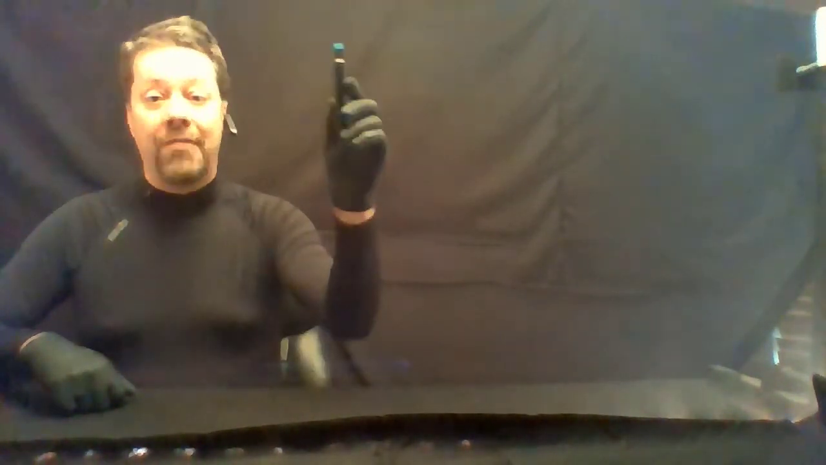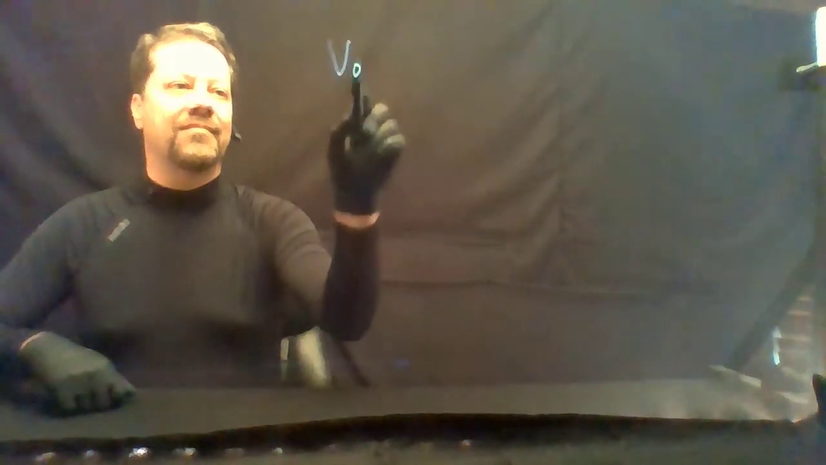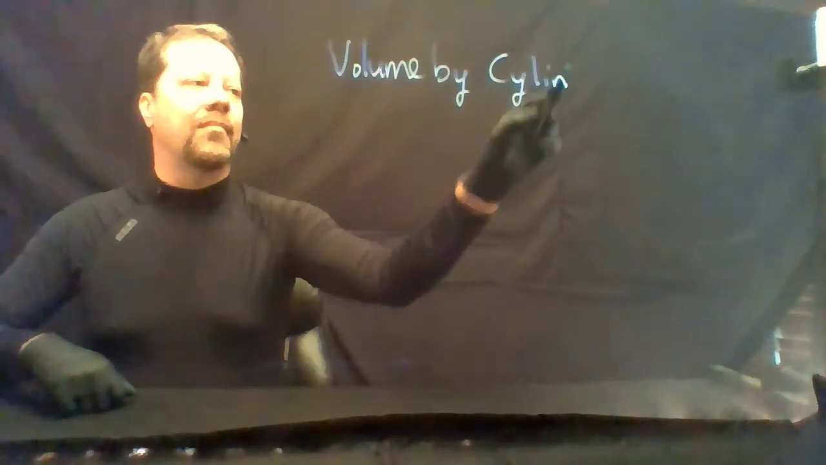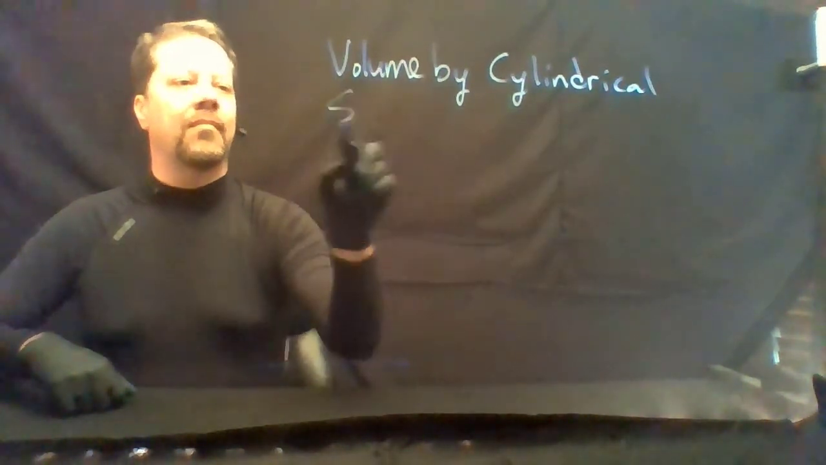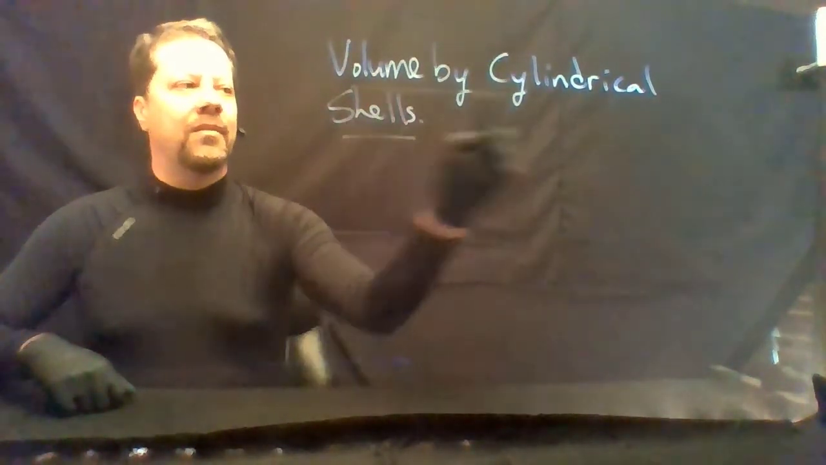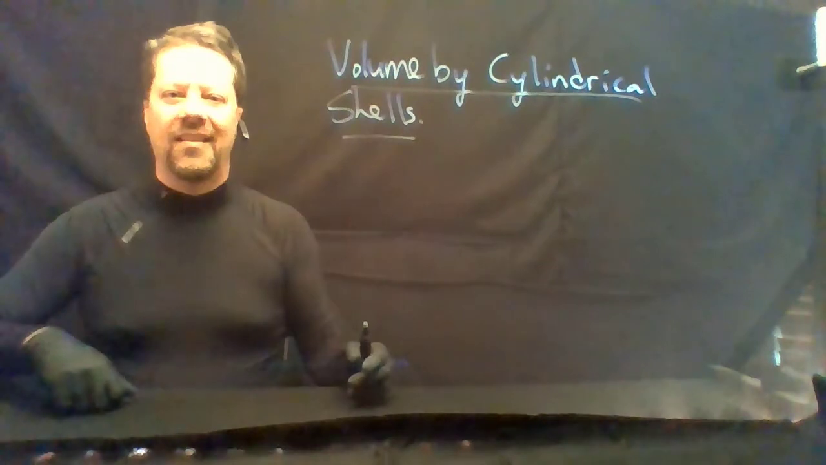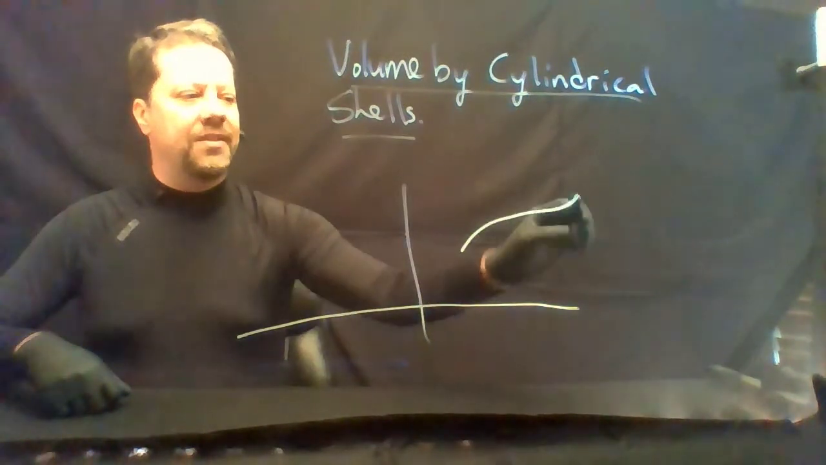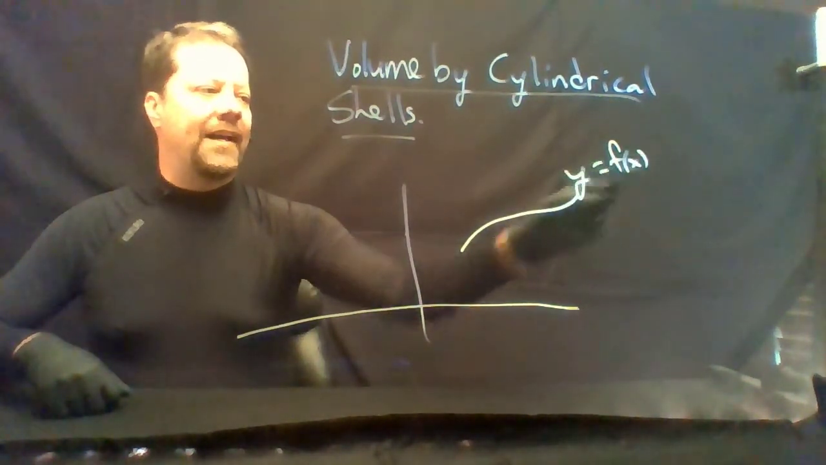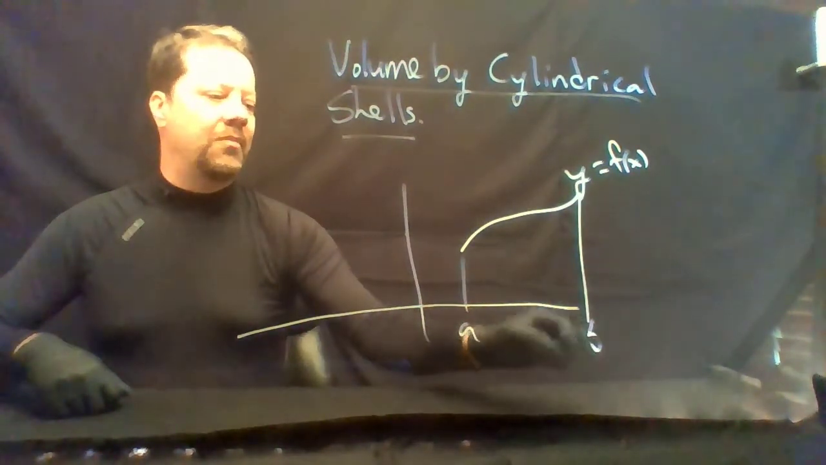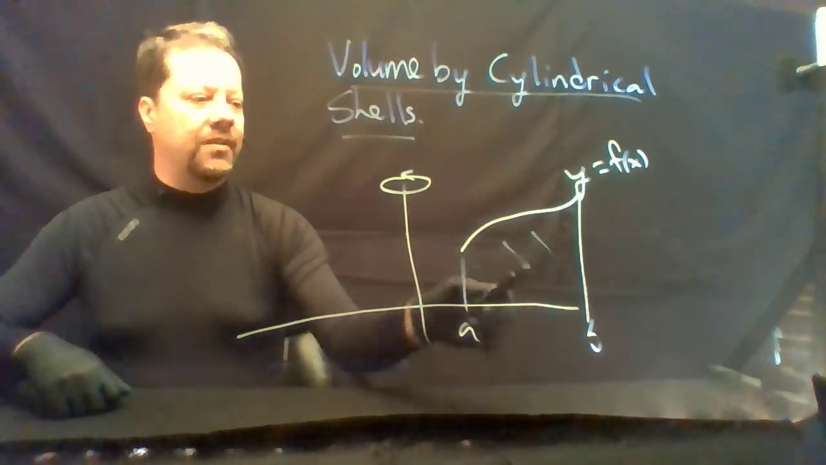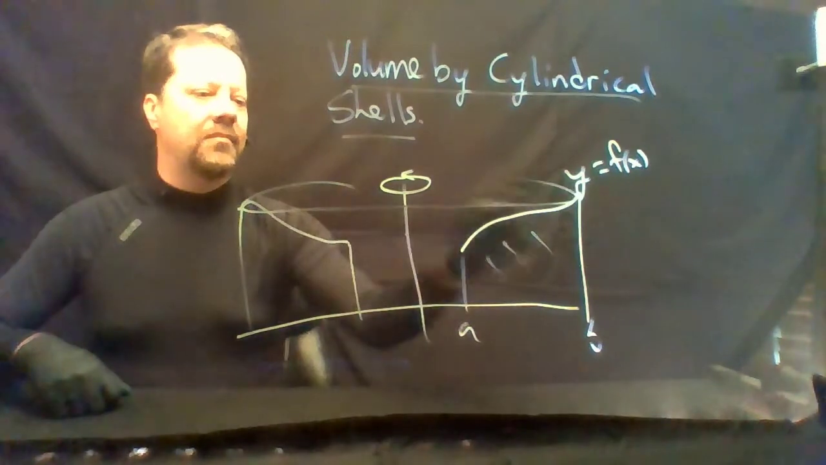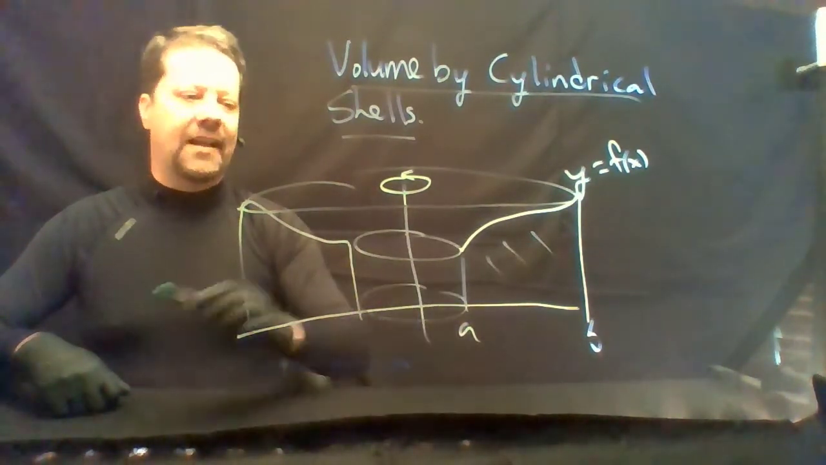Next, we're going to talk about volume by cylindrical shells, or sometimes simply the shell method. The idea goes like this. Suppose we have some piece of curve, y equals f of x, between a and B. And we revolve this whole undergraph around the y-axis, generating a solid with maybe a hole in the middle like this.